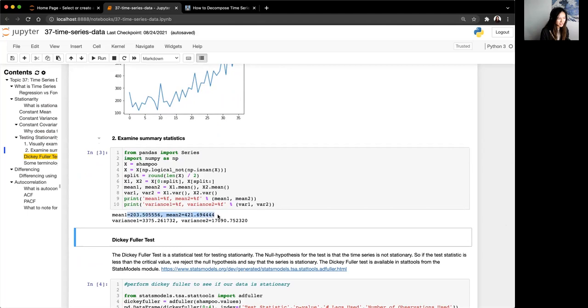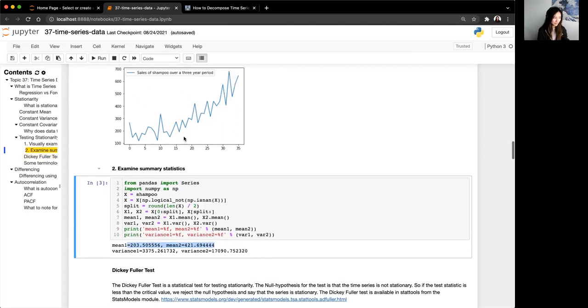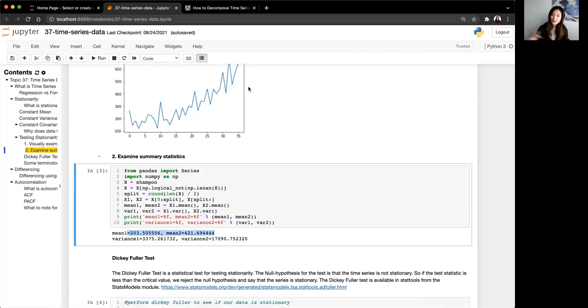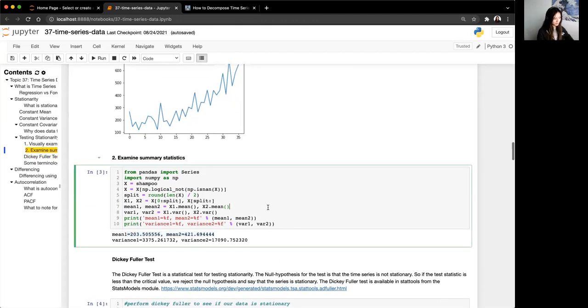The means are already wildly different. The first half of the time series has a mean of 203. The second half has a mean of 421. And this is obvious because we have this consistent upward trend that is present in this data.